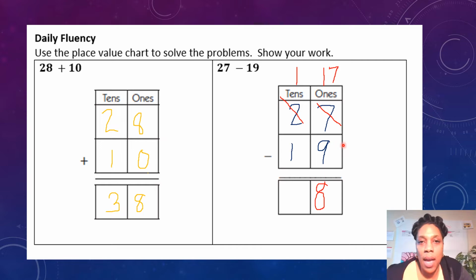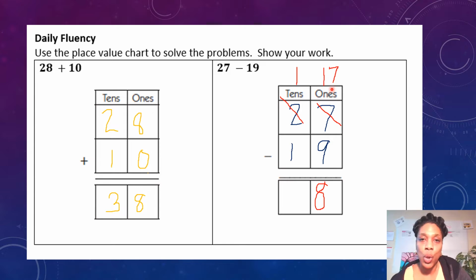I know that when I have to subtract, the number at the top should be bigger because I'm taking from it. So I ask myself, can I take 9 from 7? No way. I can't do it. So since I can't do it, I have to do what? I ask myself, can I bundle 1 ten? So I'm going to take a 10 from my tens place, leaving me, instead of having 2 tens, now I only have 1 ten. I take that ten and I bring it to my ones place.